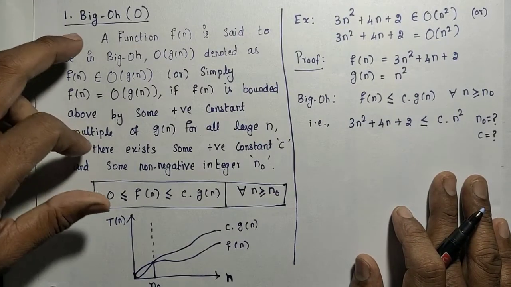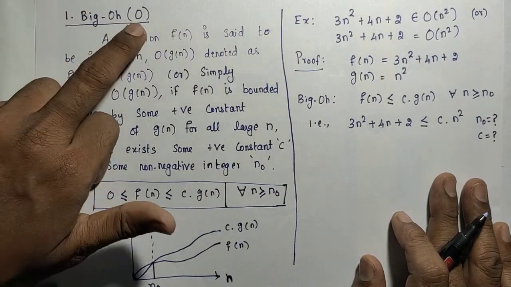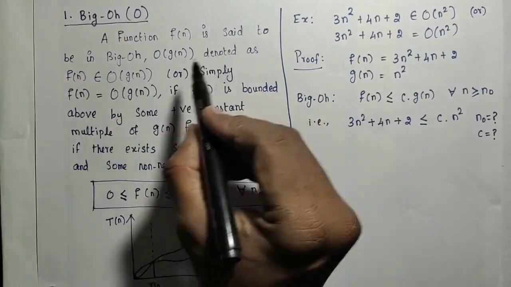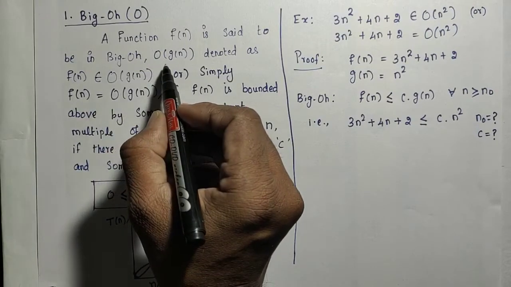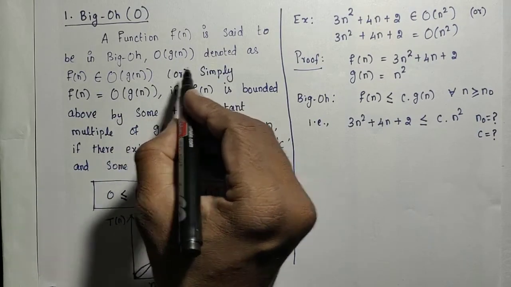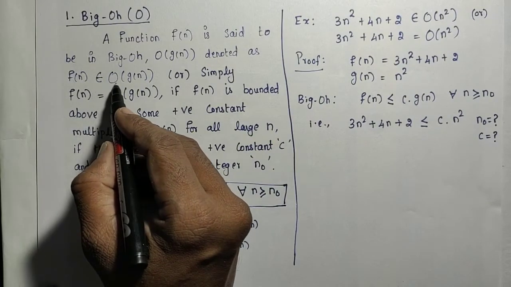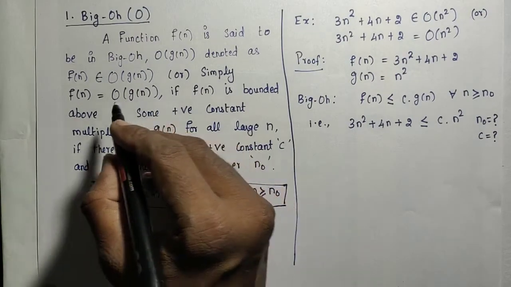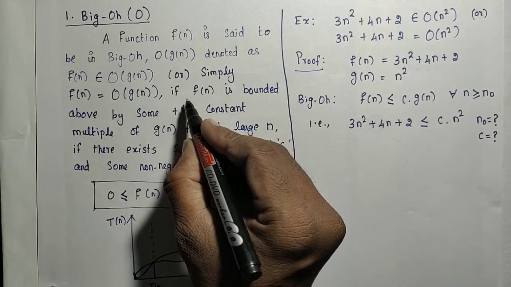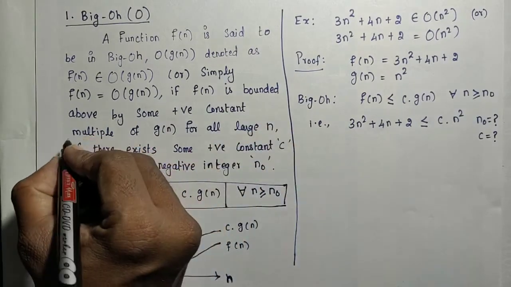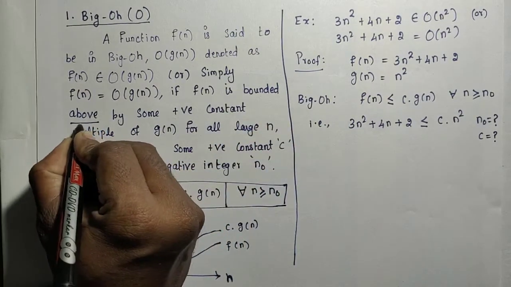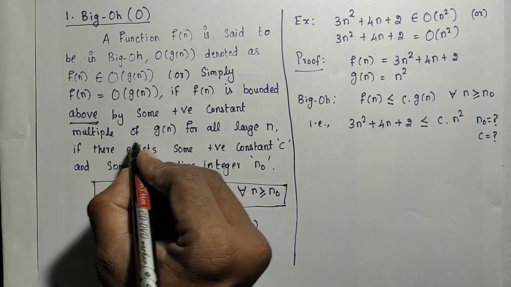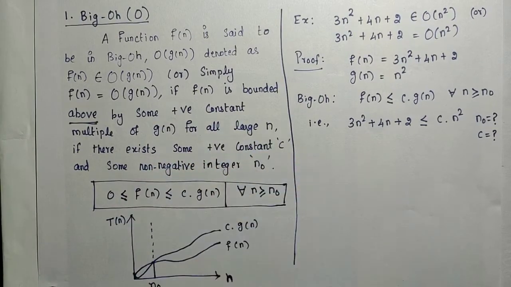This is the definition of the big O notation, which is usually a capital O. See carefully: a function f of n is said to be in big O of g of n, usually denoted as f of n belongs to O of g of n, or simply f of n equals O of g of n, when f of n is bounded above by some positive constant multiple of g of n for all large n.